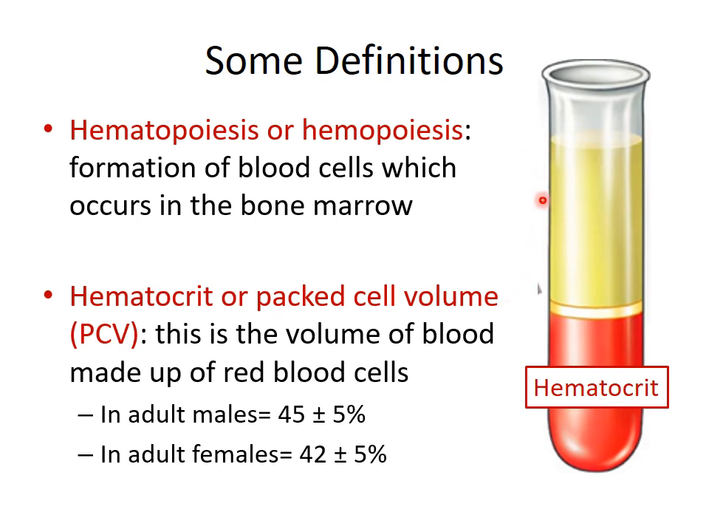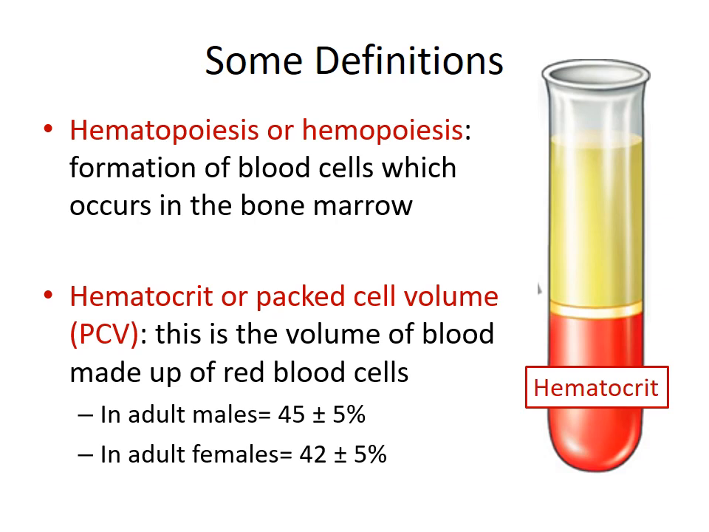When you see this particular test tube in the right hand side, the lower portion is composed of only red blood cells or erythrocytes, which is called the hematocrit, or it is also called the packed cell volume or PCV. If you see the PCV values, in the case of males and females, it is totally different. In the case of an adult male, it is 45 plus or minus 5%, whereas in the case of an adult female, it is 42 plus or minus 5%.